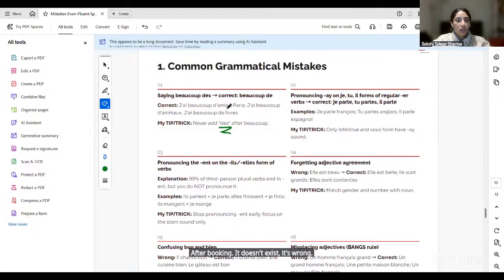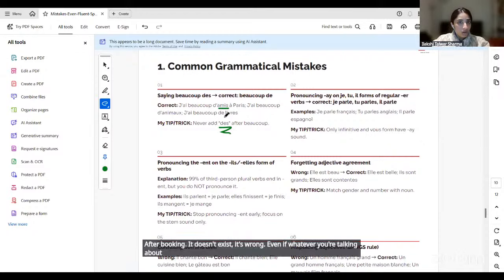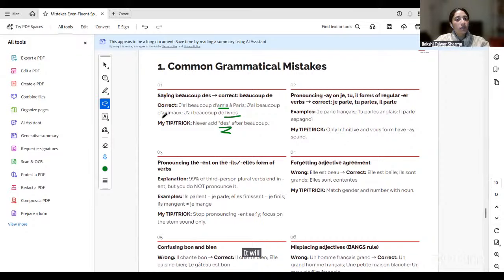Even if whatever you're talking about is plural, it will still remain de. So, j'ai beaucoup d'amis, j'ai beaucoup d'animaux, j'ai beaucoup de livres, j'ai beaucoup de problèmes. Beaucoup will always be followed by de. Des does not exist after that.